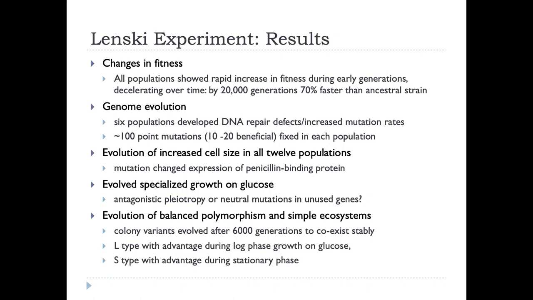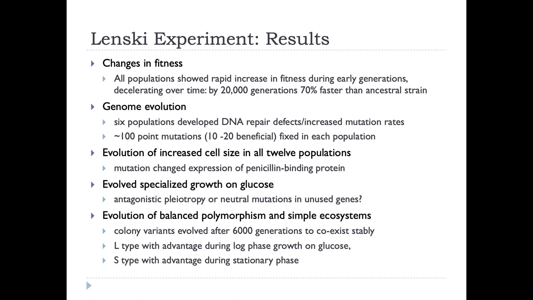Another thing that happened was that the cell size increased in all of the 12 populations. It's interesting that by studying 12 populations, you can look at convergent evolution, if you like, where natural selection is pushing things in a certain direction, versus purely stochastic variation. Here it was linked to a particular penicillin binding protein involved in cell wall biosynthesis, and a change in expression of that was what led to this.